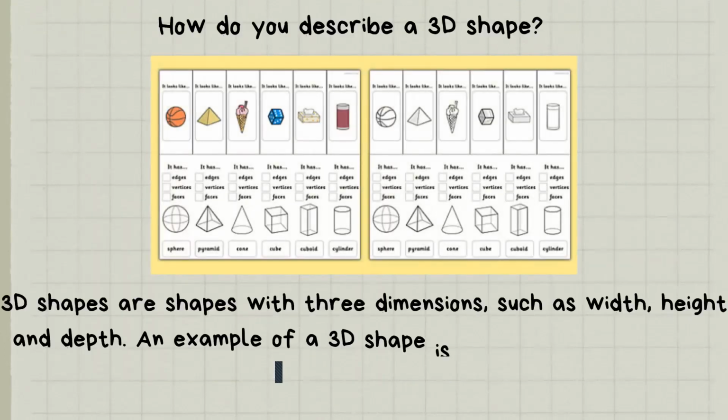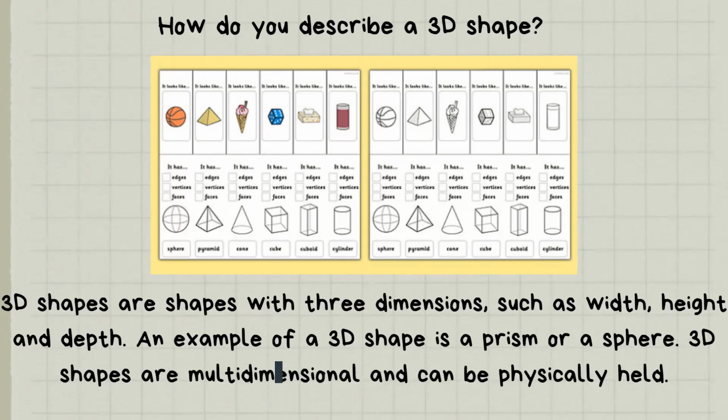How do you describe a 3D shape? 3D shapes are shapes with 3 dimensions, such as width, height, and depth. An example of a 3D shape is a prism or a sphere. 3D shapes are multi-dimensional and can be physically held.